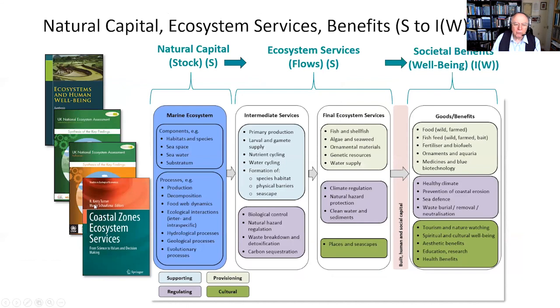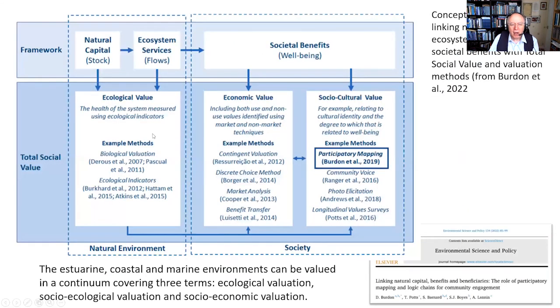These are the models that we're using at the moment, and you can use these under any environment. They cover the way the natural system is running, these first two blocks, the ecosystem services that are being provided, and then eventually, after we put in complementary assets and do something, we get societal benefits. And now we can value these in various terms. We can ecologically value them, economically value them, and value them in socio-cultural terms.